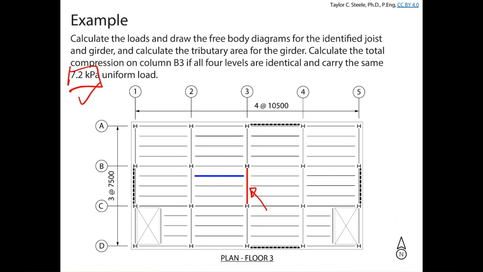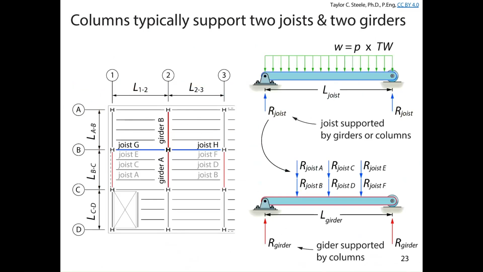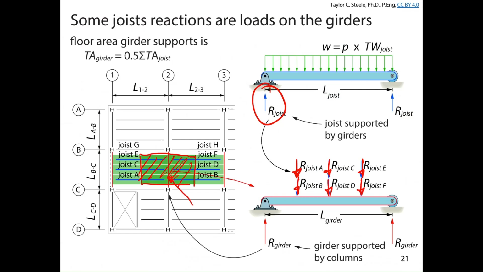How many joists is this girder supporting in total? 6. We've got 6. We've got the ones from 2 to 3 and the ones from 3 to 4. 1, 2, 3, 4, 5, 6. And when we look at the reactions coming from those joists, we know that one reaction is going to be on the girder over here. The other reaction is going to be on the girder over here. And so the point load here is going to be the load from half of each joist. And so if we come back to how it was described on a previous slide, we'll see that we're going to have 3 point loads from 6 joists. Right, so we're going to have 1, 2, 3, 4, 5, 6 different loads coming in at 3 locations.